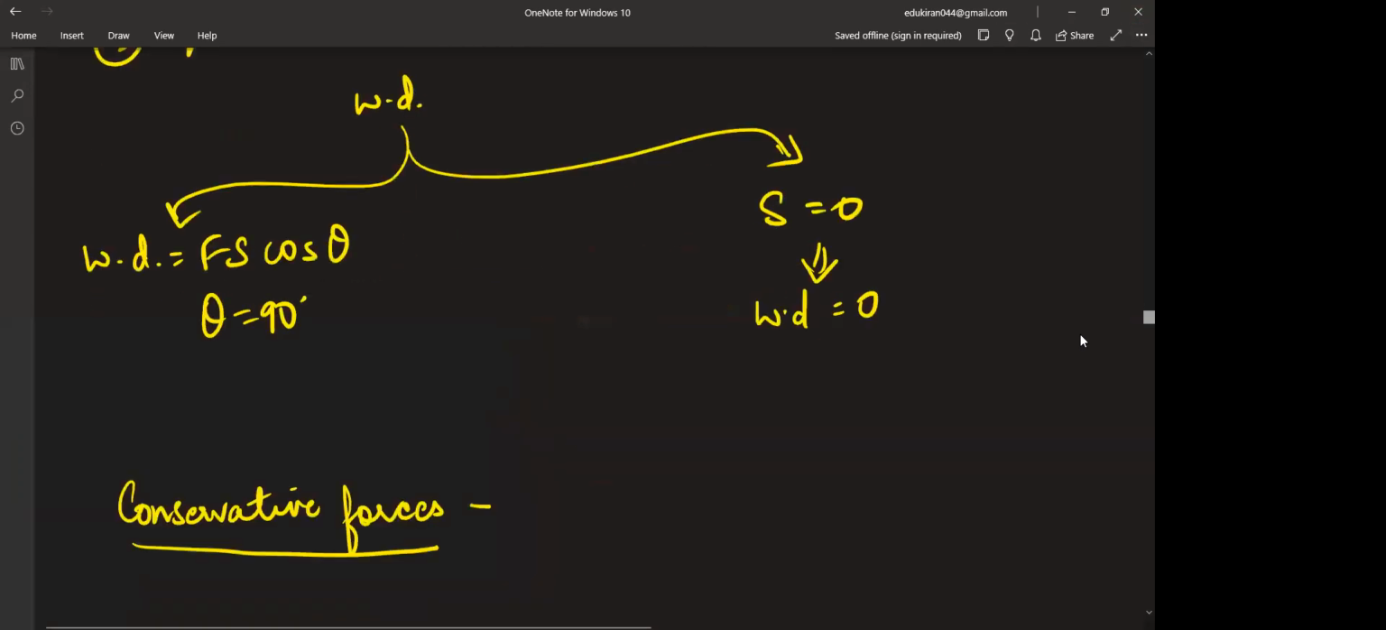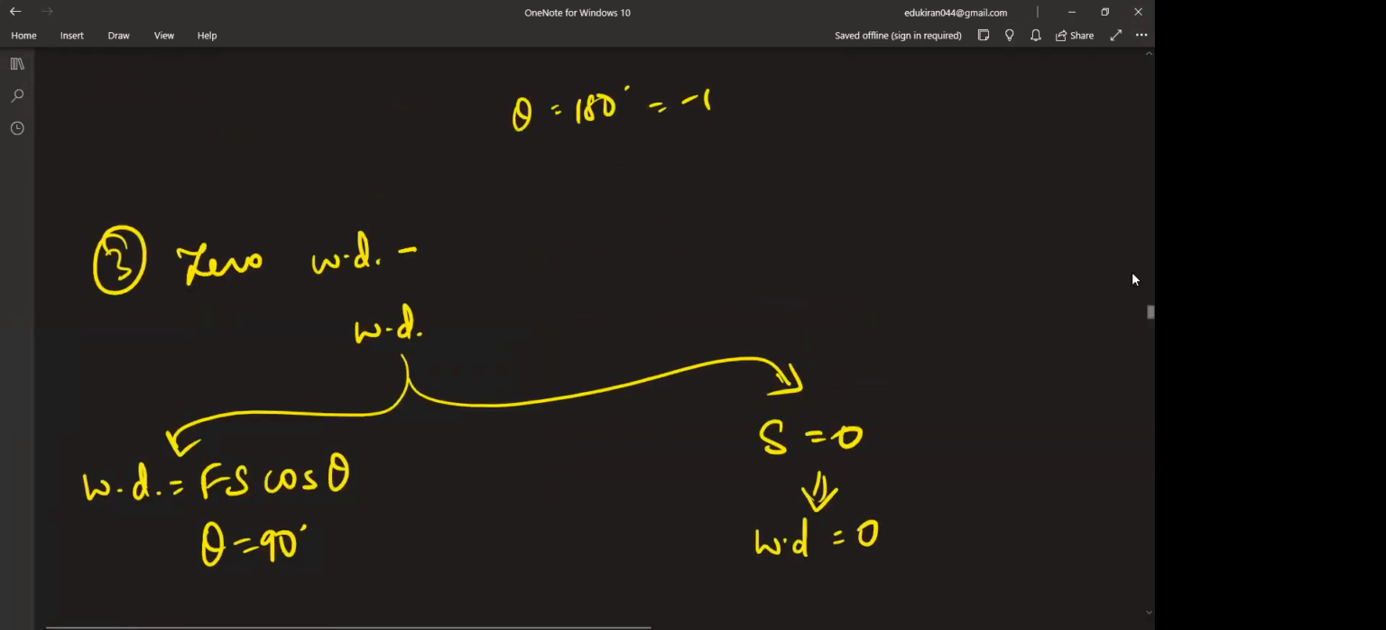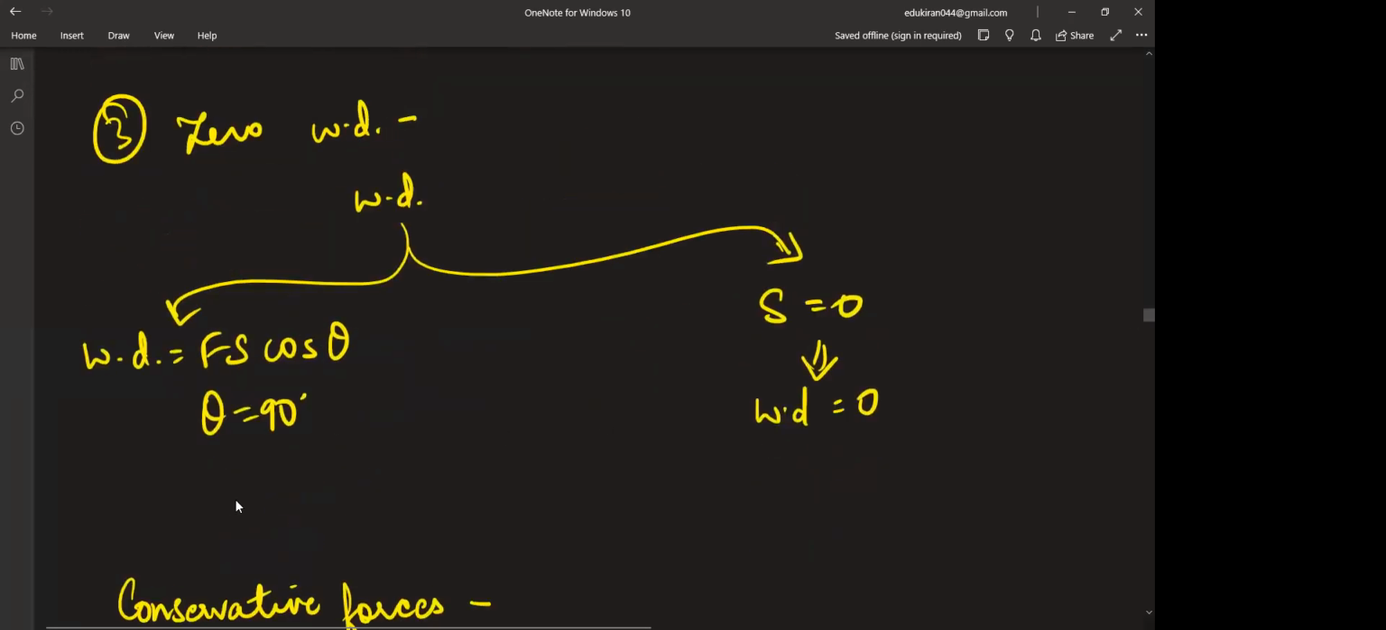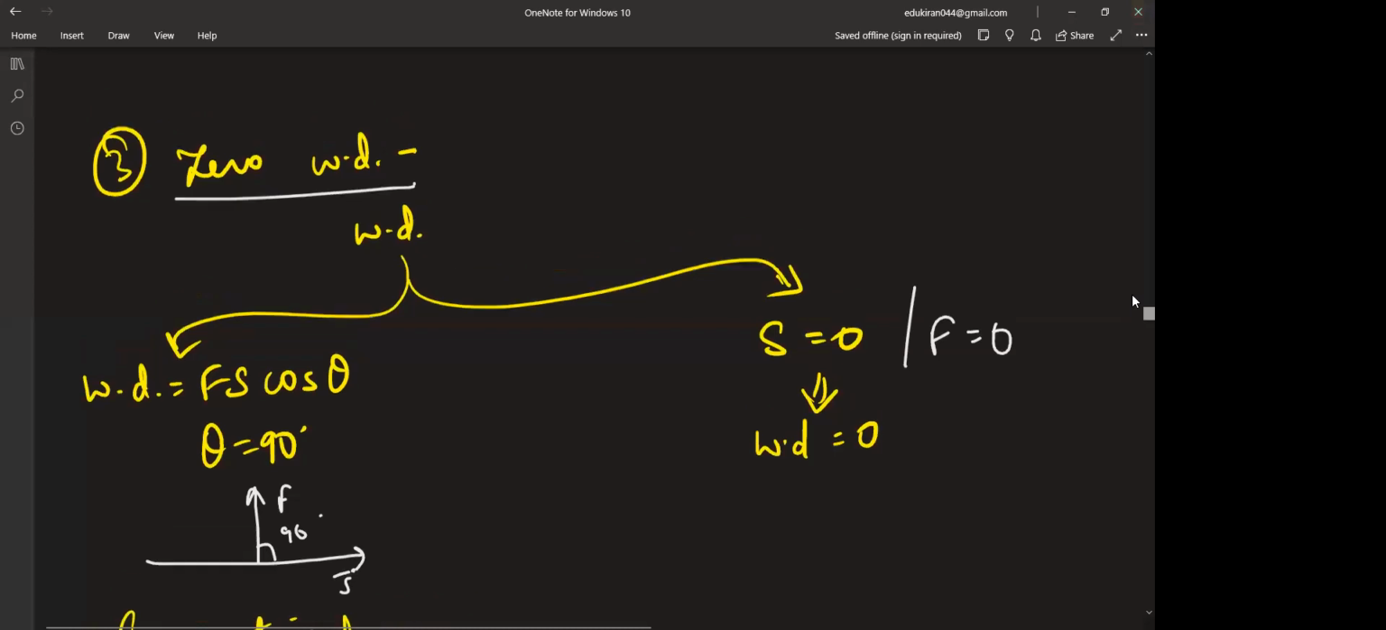And the last type is zero work done. Zero work done means, see, two cases are possible. Either theta is 90 degrees, that is, suppose the displacement is occurring in this direction and the force applied is perpendicular. So this makes it 90 degrees. Or it is possible either displacement is zero or the applied force is zero. So there is no work done. So these are the three types of work done which are possible. Quickly write these down.